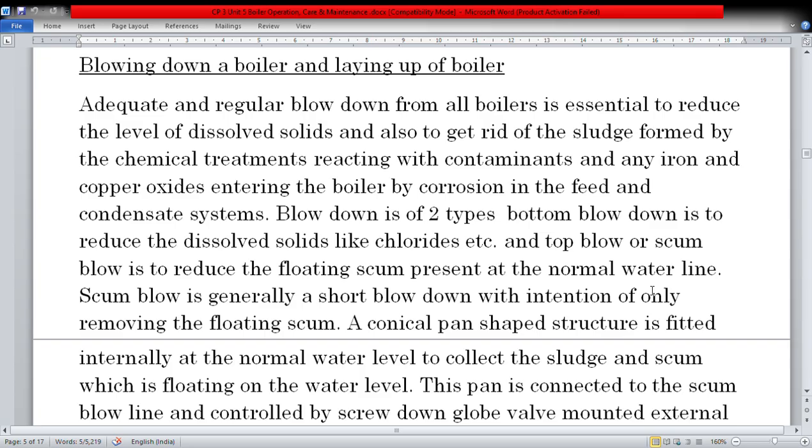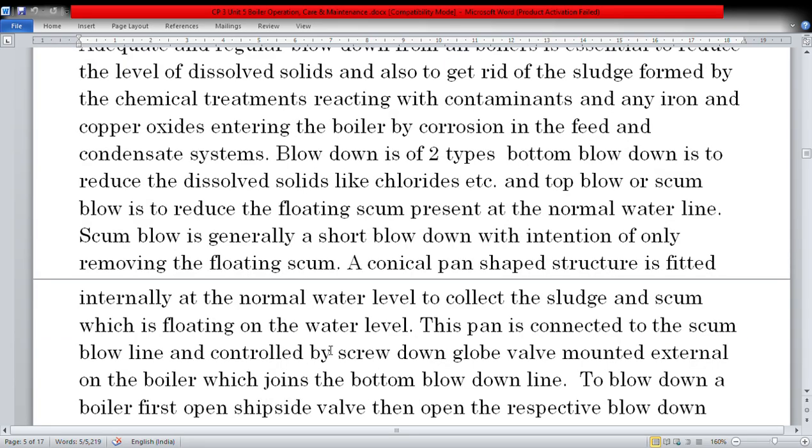Top blowdown or scum blowdown is to reduce floating scum present at the normal water line. Scum blow is generally a short blowdown with the intention of only removing the floating scum. A conical pan-shaped structure is fitted internally at the normal water level to collect the sludge and scum which is floating on the water level. This pan is connected to the scum blow line and controlled by a screw-down globe valve mounted externally on the boiler. The water joins the bottom blowdown line.